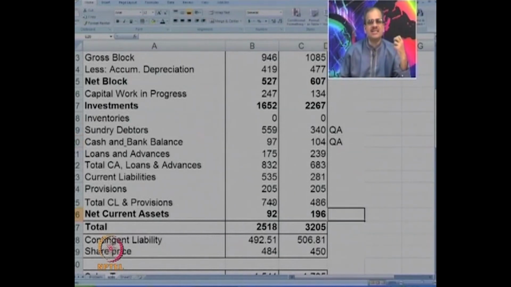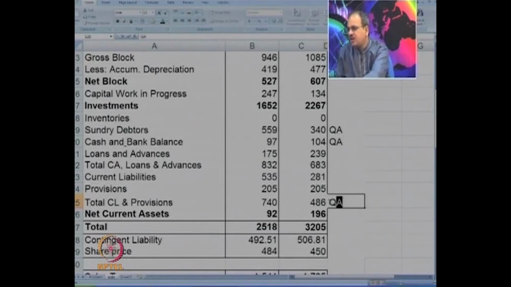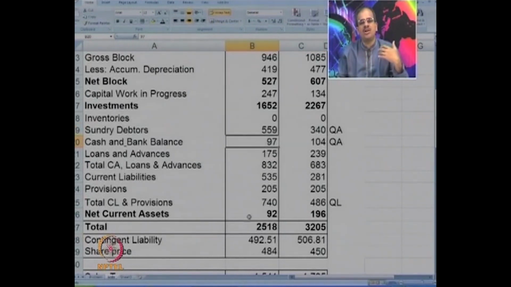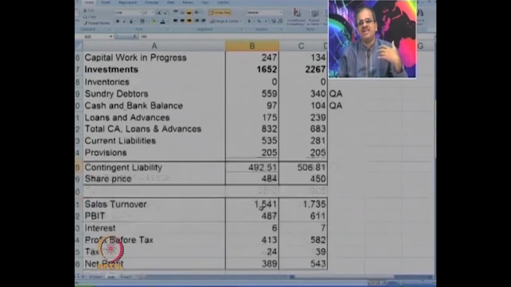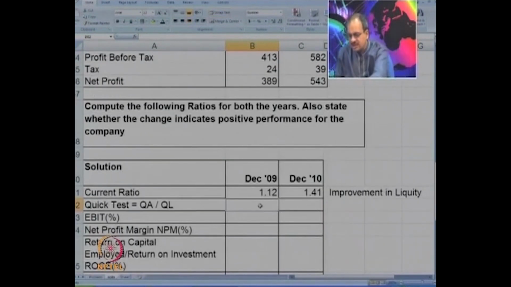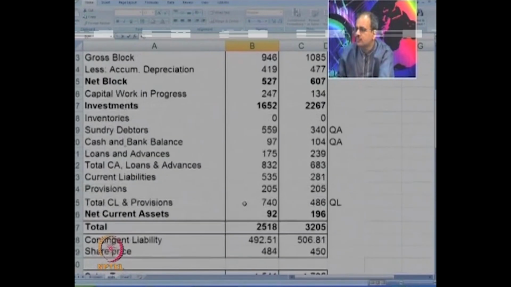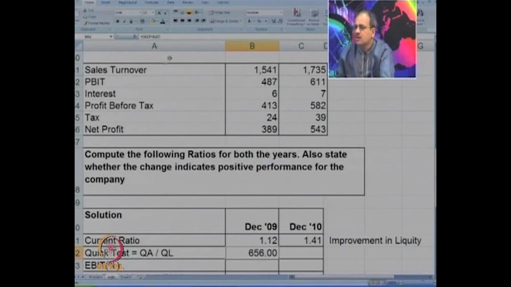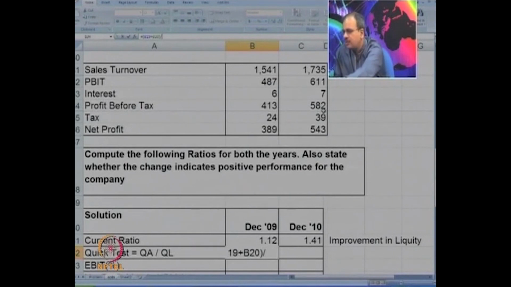Now, look at the liabilities. Usually, both current liabilities and provisions are treated as quick. So, we are going to take their total as QL. So, essentially, it is a linkage of this plus this, that is debtors plus cash upon the total current liabilities and provisions. So, let us try to calculate. So, this is a total of current assets. We will divide it by quick liabilities.